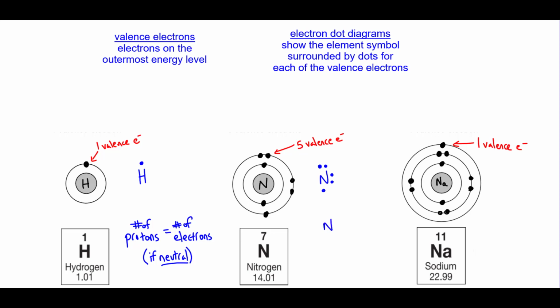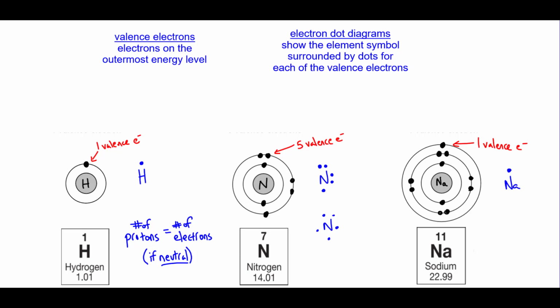If you draw them in a circle, it's technically not wrong, but it's a lot harder to count, especially if you're trying to deal with are there 7 or 8 valence electrons. You pretty much have to stop and count each one. Now last up for my electron dot diagrams, here's sodium, and it's going to have a single dot for that 1 valence electron.